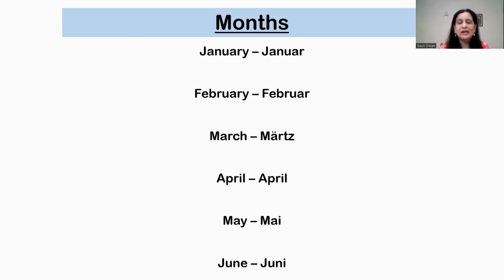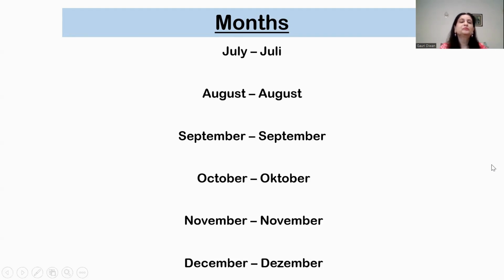For April, it is April. Now, if you see, the spelling is exactly the same as in English, but we'll pronounce it as April because A is pronounced as A in German. For May, it is Mai, M-A-I. Then for June, again the same case as January. It is Juni, J-U-N-I, because J is pronounced as Y and not J.